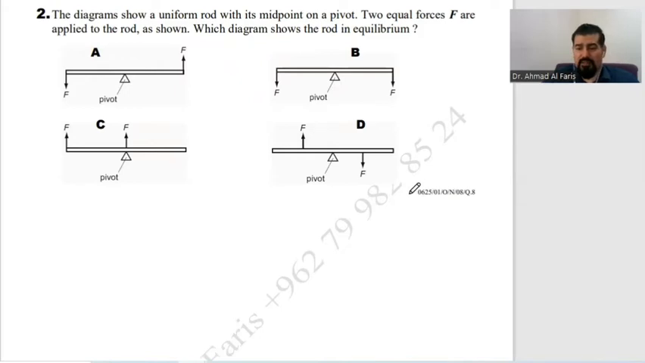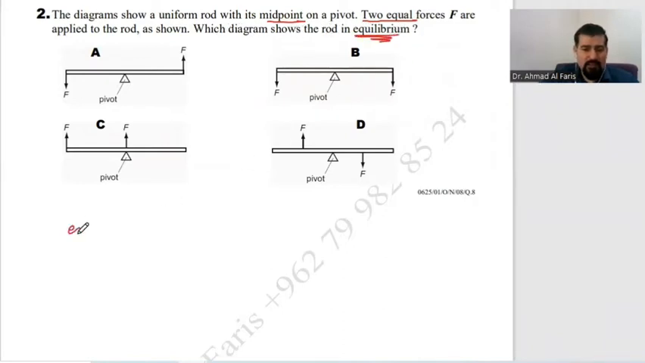Today we're going to ask a question about moments from Cambridge syllabus O1 Paper 1 on the old syllabus, October-November 2008, question number 8. The diagrams show a uniform rod with its midpoint on a pivot. Two equal forces F are applied on the rod, as shown. Which diagram shows the rod in equilibrium?